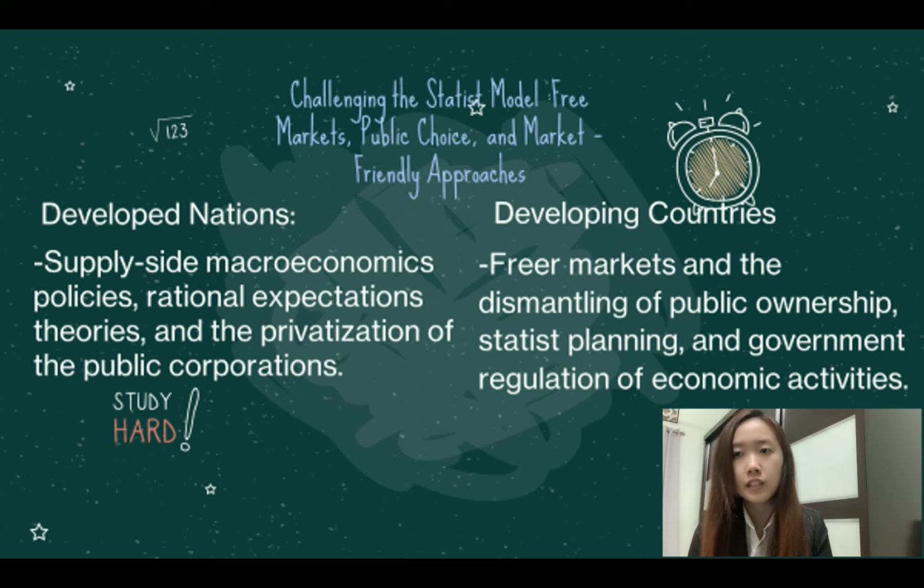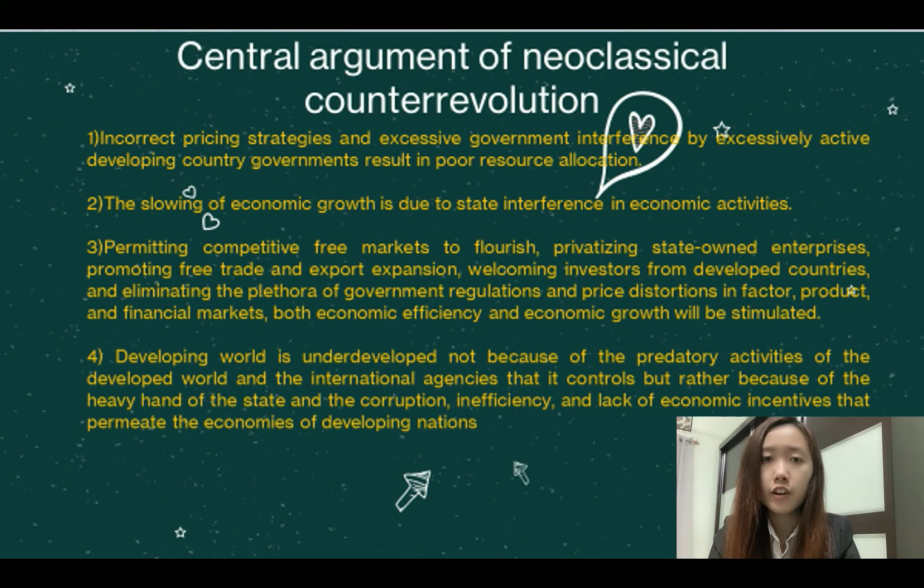In developed nations, this counter-revolution favored supply-side macroeconomic policy, rational expectation theories, and the privatization of public corporations. In developing countries, it called for free markets and the dismantling of public ownership, and for the removal of government regulation of economic activities. Thus, there are several arguments in this neoclassical counter-revolution. First is incorrect pricing strategy and excessive government interference by overly active developing country governments result in poor resource allocation. Second, the slowing of economic growth is due to state interference in economic activities.